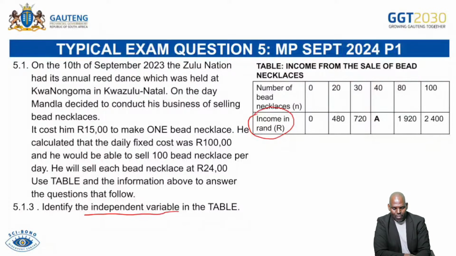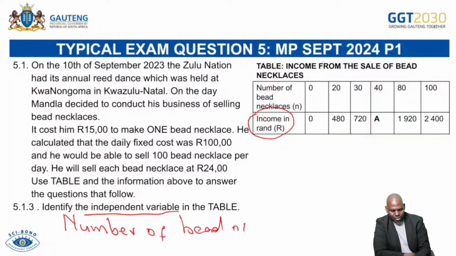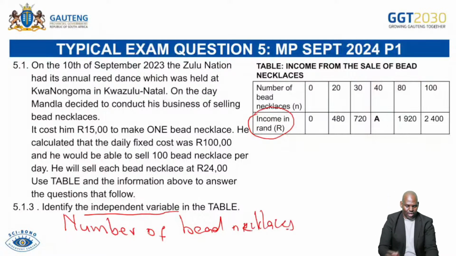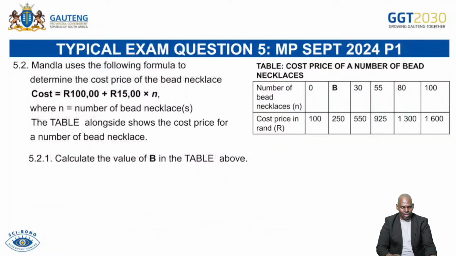Okay, and the number of necklaces will be independent. So to identify the independent variable, it will be the number of bead necklaces. Okay, number of bead necklaces is the independent variable in this case.